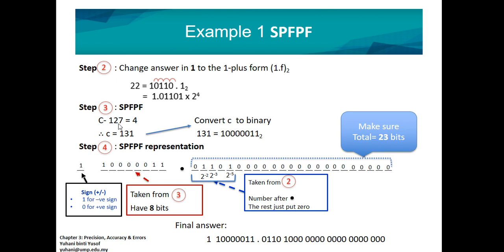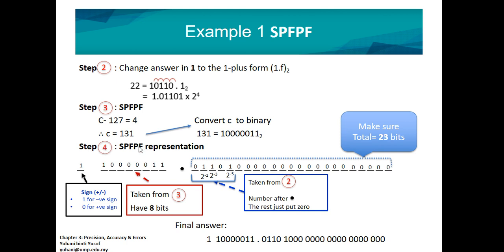So on the third step, what you need to do is you need to find the C. So since C minus 127 is 4, your C is 131. Again, by using your calculator, you need to convert the C to binary. Okay, so you will get the answer 10000011 base 2. Please ensure you don't leave out the base. Okay, if not, it will give you the wrong answer.